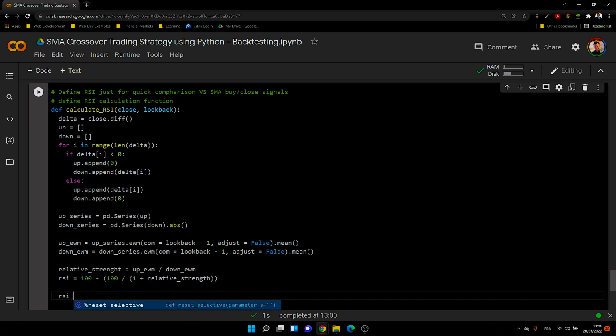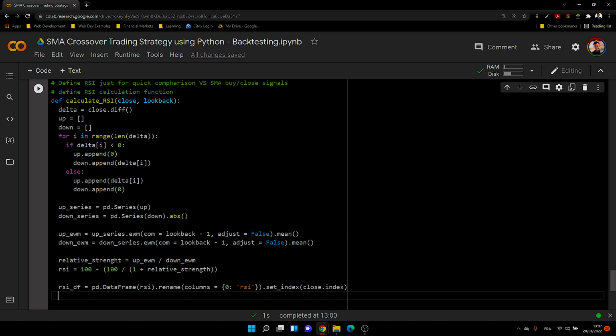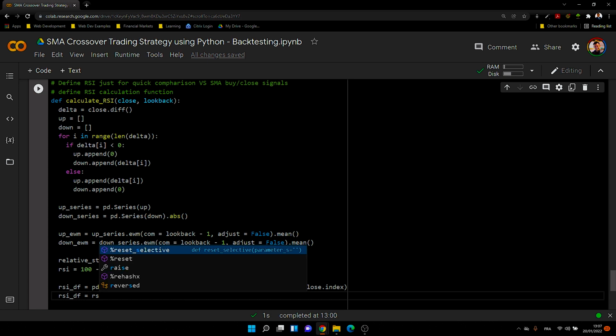Then our RSI data frame will be equal to a Pandas DataFrame. And to this, we will pass in our RSI. And we'll rename our column at position 0. We will rename it to RSI. And we'll set the index to our close.index, which is essentially the dates, the periods over which we are rolling. And we'll say that our RSI data frame will be equal to our RSI data frame.